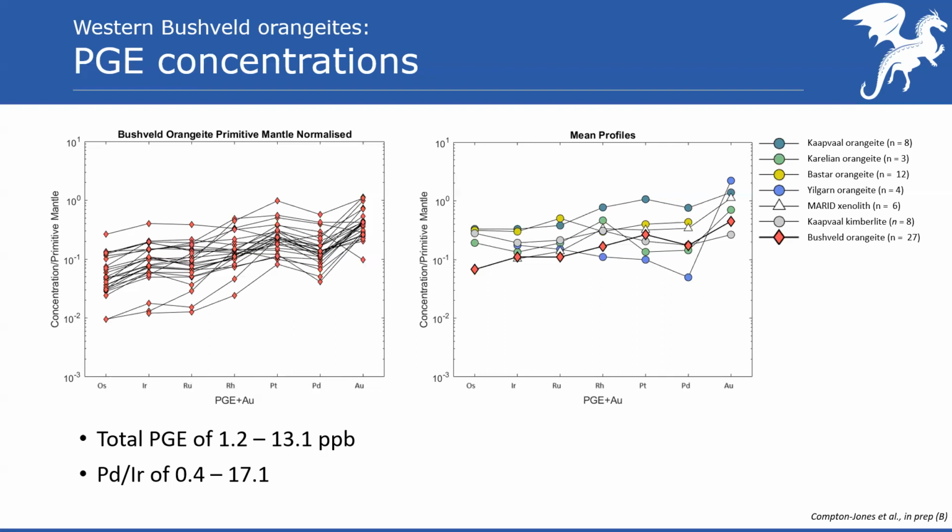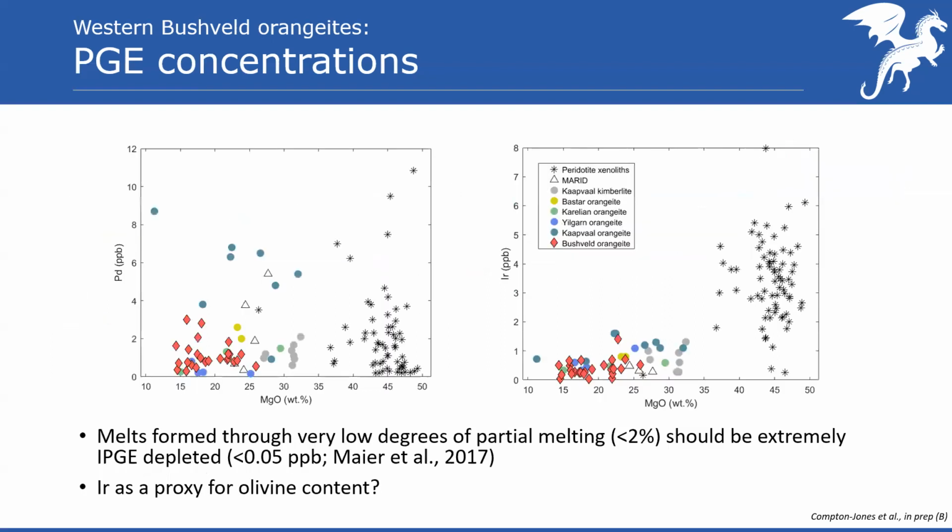Comparing the Bushveld aurangites to aurangites from other cratons around the globe, you can see they're typically quite depleted in the IPGEs and have average to low PPGE content and significantly lower gold than aurangites from other cratons.